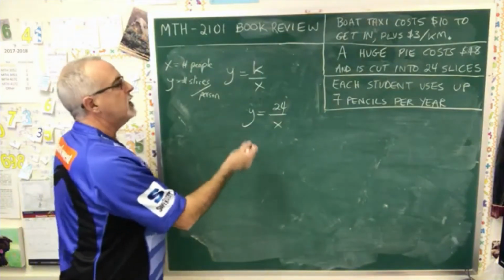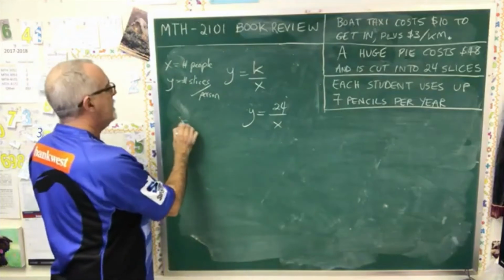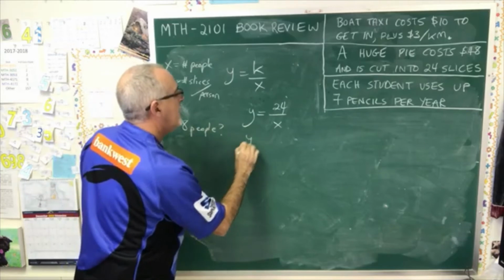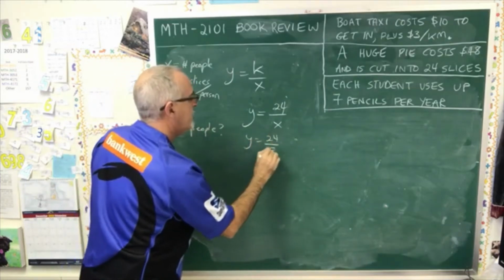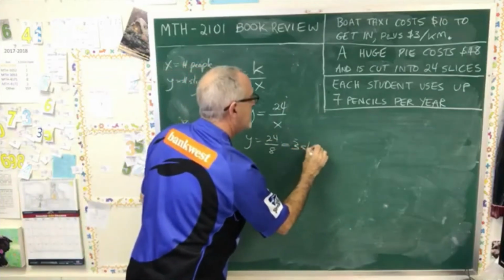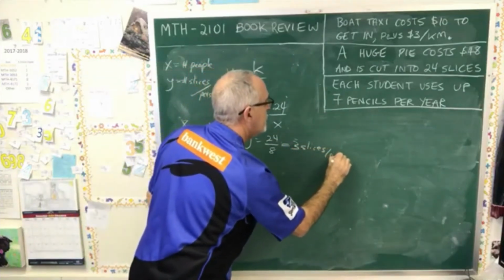And now I can answer a question. Okay, so what if there are 8 people? y equals 24 over 8, which is 3, so therefore there are 3 slices per person.